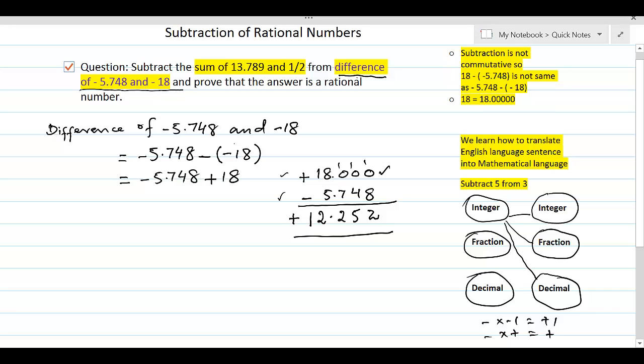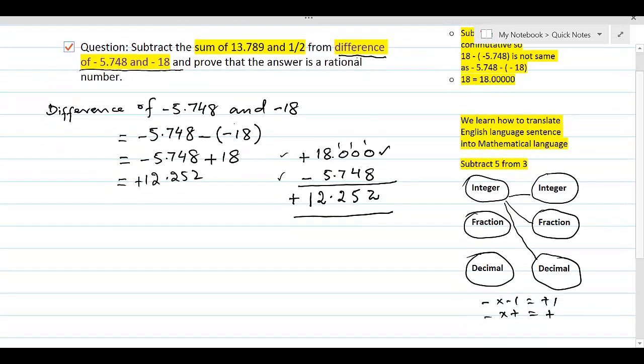5.748 and minus 18. Let's write this answer here. This is plus 12.252. And now we are going to find the sum of those two numbers.